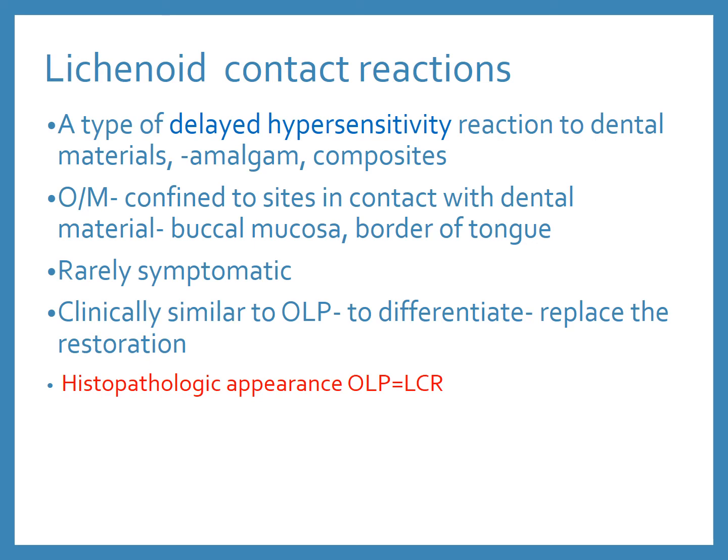Sometimes it's very difficult to differentiate them, and the most important differentiating factor would be to replace the restoration with a different restoration and see if the lesion persists. If the lesion persists, then you're probably looking at lichen planus, but if the lesion subsides, then you're looking at a contact reaction caused by hypersensitivity to amalgam or composite, whichever restoration is present. Histopathologically also, oral lichen planus and lichenoid contact reactions look very similar to each other.